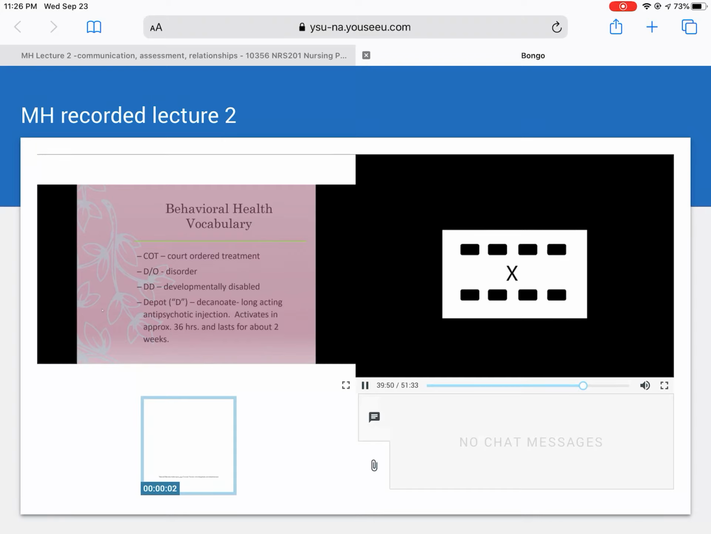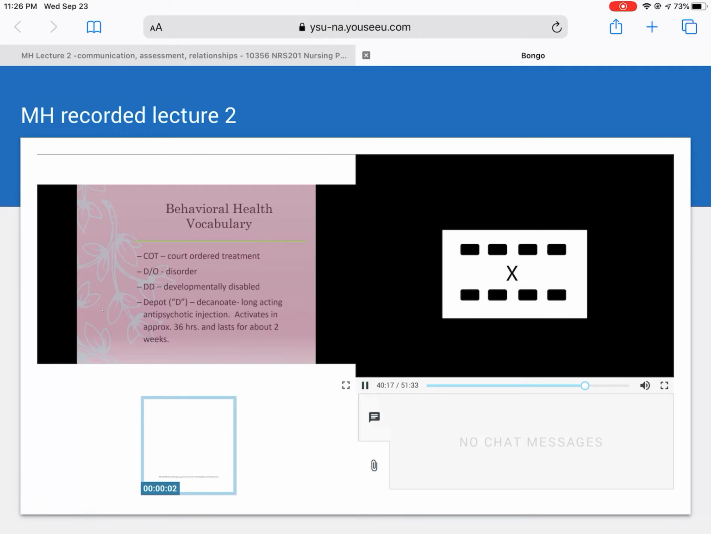That means that a patient previously was on petition and went to court and they were put on court ordered treatment. The length of time for a court ordered treatment is usually 1 year. DO is disorder. We don't have diseases in psych, we have disorders. DD should be changed to ID because it's intellectually, developmentally disabled.